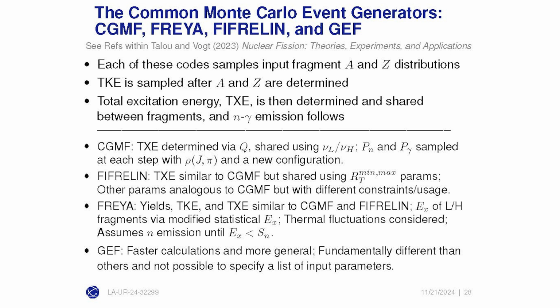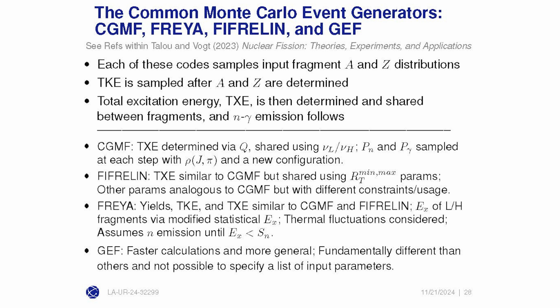From there, you need to determine your excitation energy and how it's shared between the fragments, and then how the neutron and gamma emission follows. And it's in those choices that the different models take slightly different paths. For example, in CGMF, the TXE is determined by the Q value, and then there's a light-heavy nu relationship that is used to describe how many neutrons each fragment emits. And then the probability of neutron and gamma emission is sampled at each step with a different J-pi configuration.